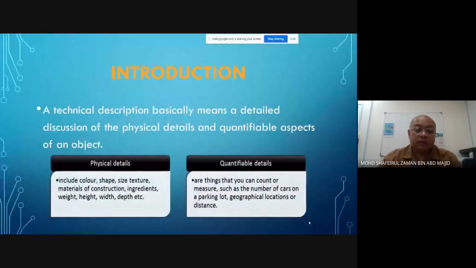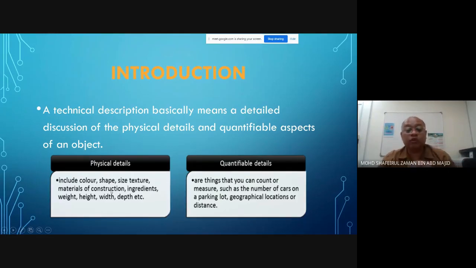Okay, so basically we can say that a technical description means a detailed discussion of the physical details and quantifiable aspects of an object. So when you are going to describe a product technically, you are going to talk about the physical details that include the color, the shape, the size and texture, materials of construction and everything.